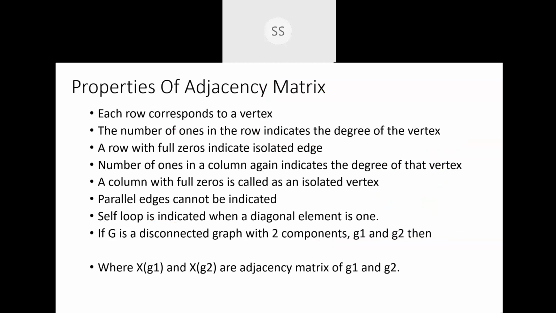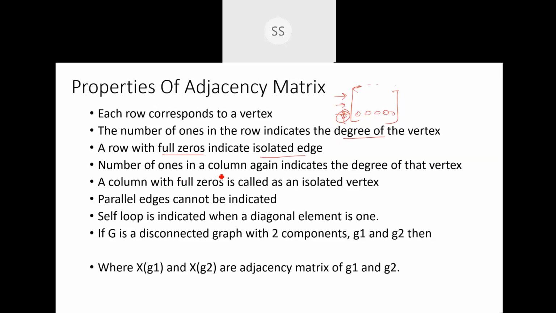Now talking about the properties of the adjacency matrix, each row of your matrix corresponds to a vertex. The number of ones in your row will indicate the degree of the vertex. If a row has all zeros, what does it mean? That particular vertex is not connected to any other vertex. That means it is called an isolated vertex.